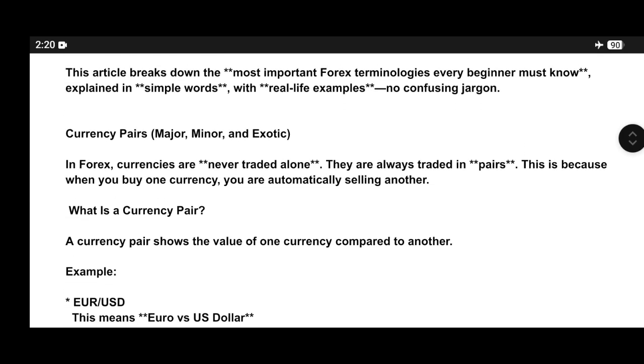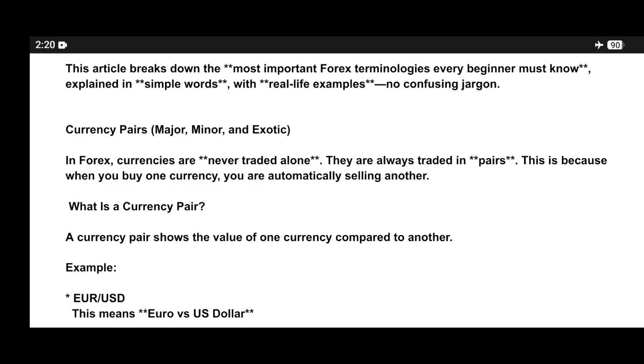Number 1, currency pairs. Under currency pairs, we have the major currency pair, we have the minor currency pair, and we have the exotic currency pair. Currencies are never traded alone. They are traded in pairs. This is because when you buy one currency, you are automatically selling another one.